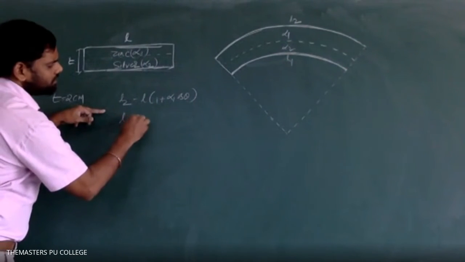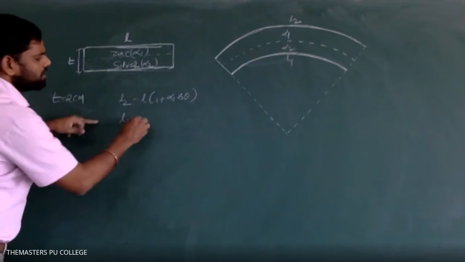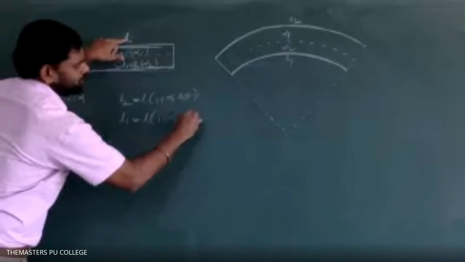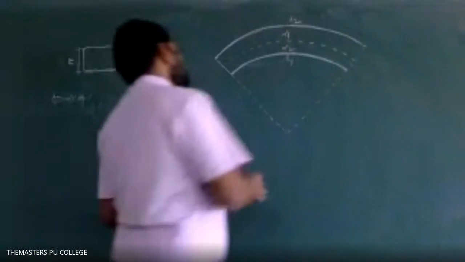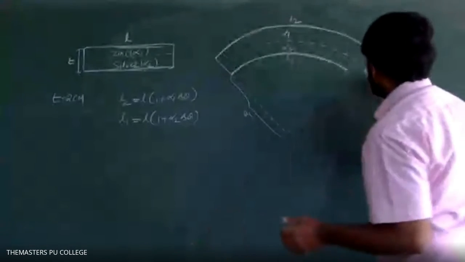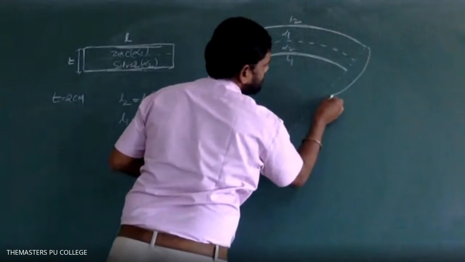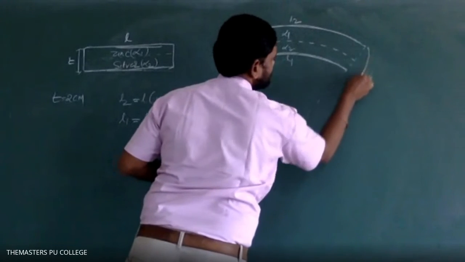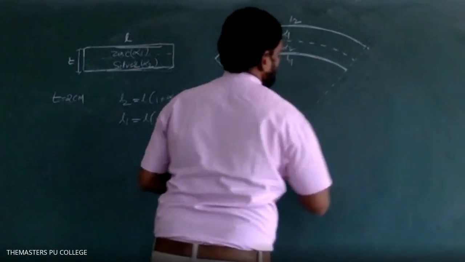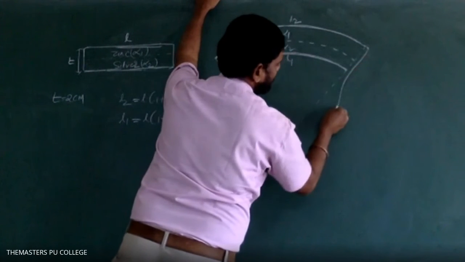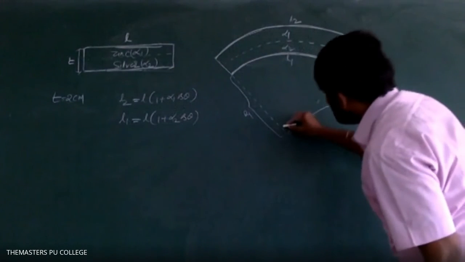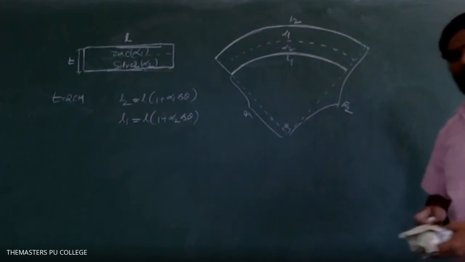Similarly, L1 is the final length of the silver rod. That equals the initial length of the silver rod, let it be L, into 1 plus alpha 2 into delta theta. I can write R1 as the radius of curvature, and R2 for the other, making an angle theta. I can write theta. Understand this?